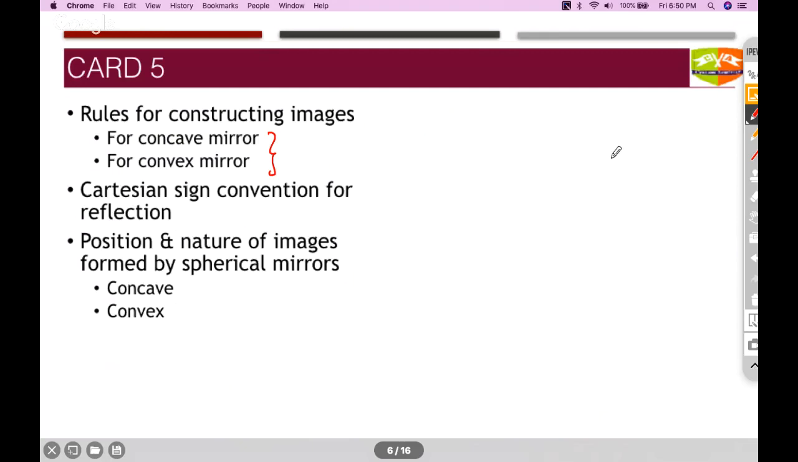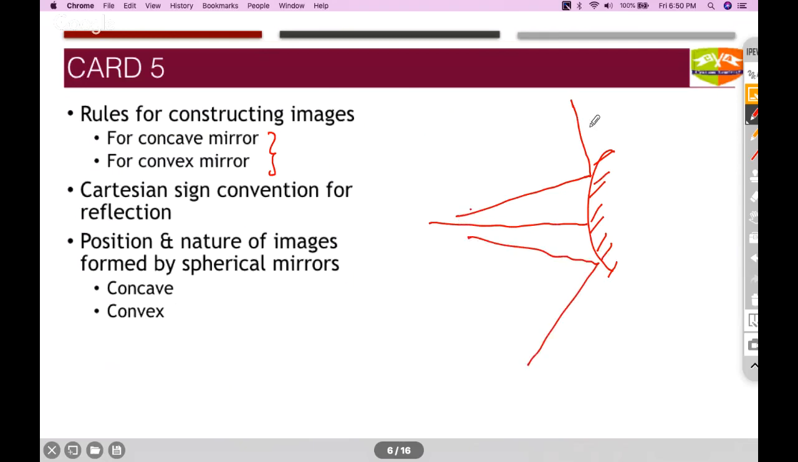As it is diverging in nature, suppose any particular ray goes from this side to here, and after reflection goes here. From this side it goes here, and after reflection this goes here. So you will not be able to show any of the lights on a screen. It is diverging in nature. This reflected light is going this way, this reflected light is going this way. None of the reflected lights are merging at one point or on a finite plane.